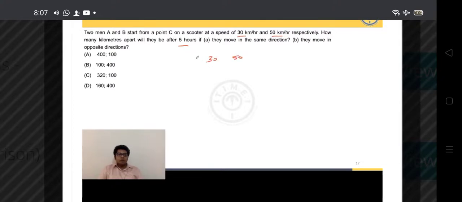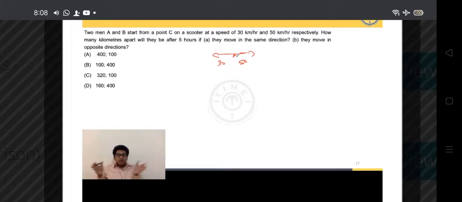Now after 5 hours, so two people, if they travel in the opposite direction, they're starting from the same point. They are not traveling from two different points. So from the same point, if this is the point they are starting, one person is going in this direction, other person is going in this direction. He is going at 30, he is going at 50. For every hour, the distance between them will increase by 80. So they are traveling in opposite direction.